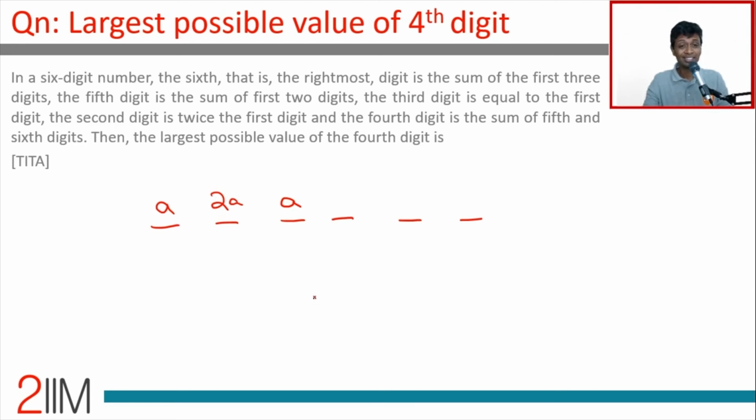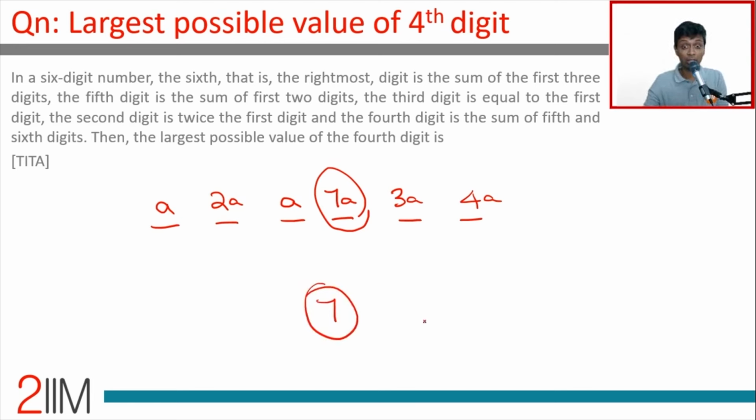Now let's come back to this. The sixth digit is the sum of the first three digits. Sixth digit is 4A. Fifth digit is the sum of the first two digits. This is 3A. The fourth digit is the sum of the fifth and sixth digits: 7A. Then the largest possible value of the fourth digit is 7. It cannot be any more than 7, because then the rule will work, but the digit cannot be more than 9. Only one possible value for it: 7. It is not 0. So A equal to 1 gives us 7.